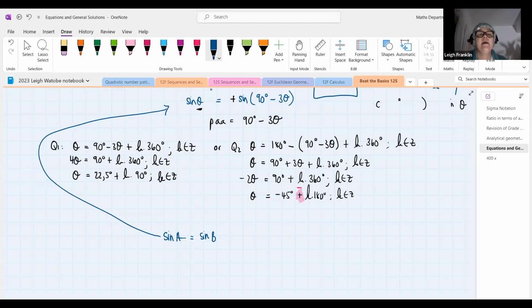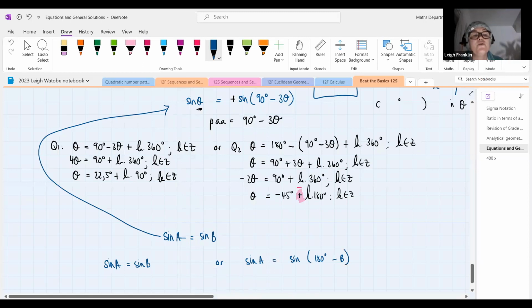The other way that we can do this is we can say to ourselves, well, either sine A equals sine B, or we can say that sine A is equal to sine of 180 minus B, because this is positive. So this would be for quadrant 1, and this would be for quadrant 2. Can you see how we would end up with exactly the same answer? So this would be this one here on the left, and that would be that one there on the right. So you are not dividing by sine theta. Does that make sense to you, Tsegofatso?